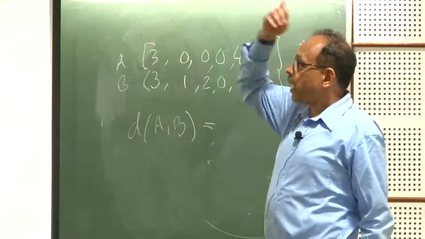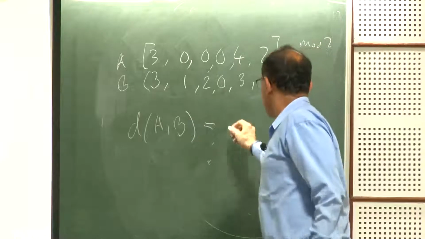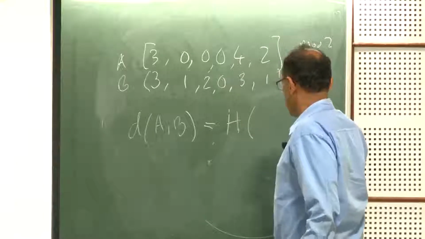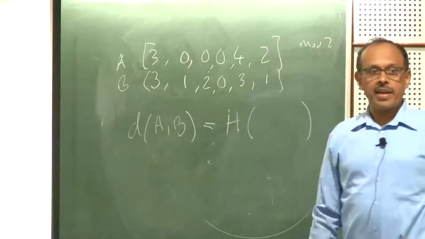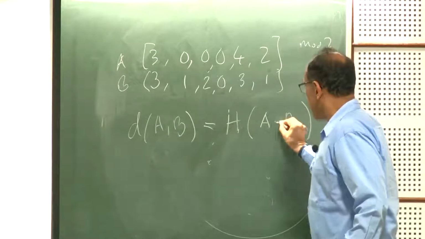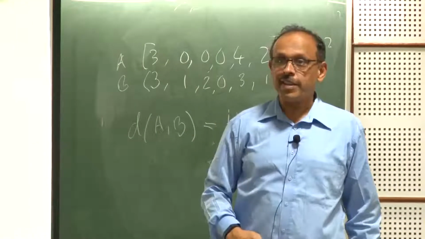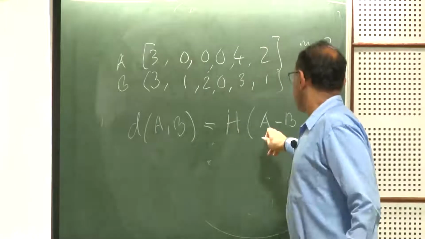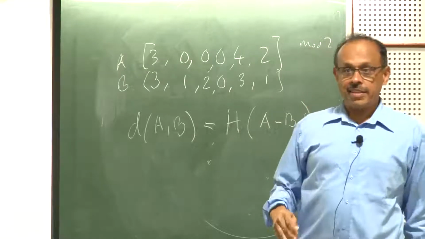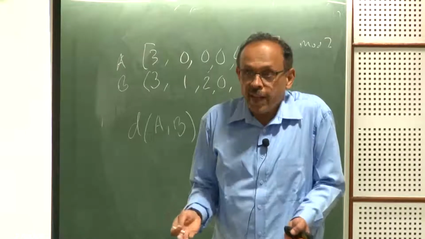So the Hamming weight of a Q-ary block is defined, let us say, by H. What should go here? Very good: A minus B, where minus is defined as a pointwise subtraction operation modulo 7. Which means that A minus B is 0 if and only if both of them are equal, otherwise it will be non-zero, right.